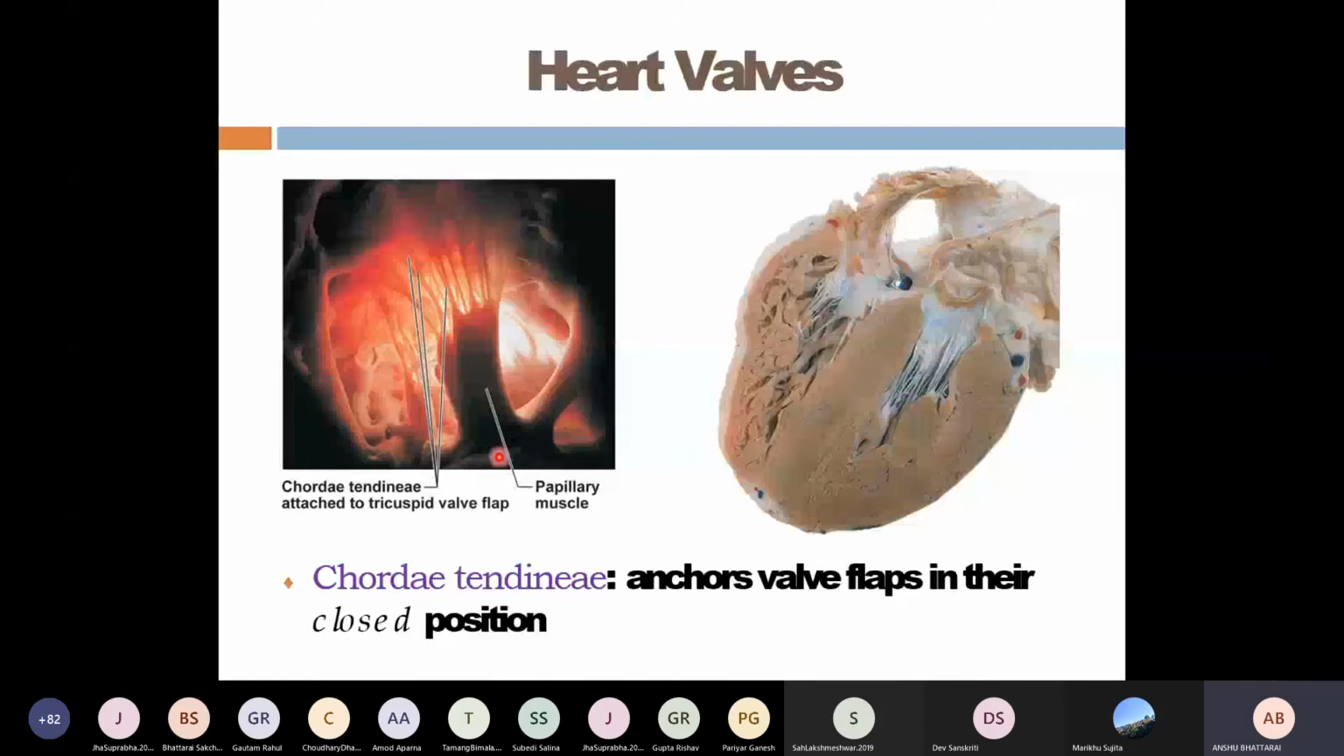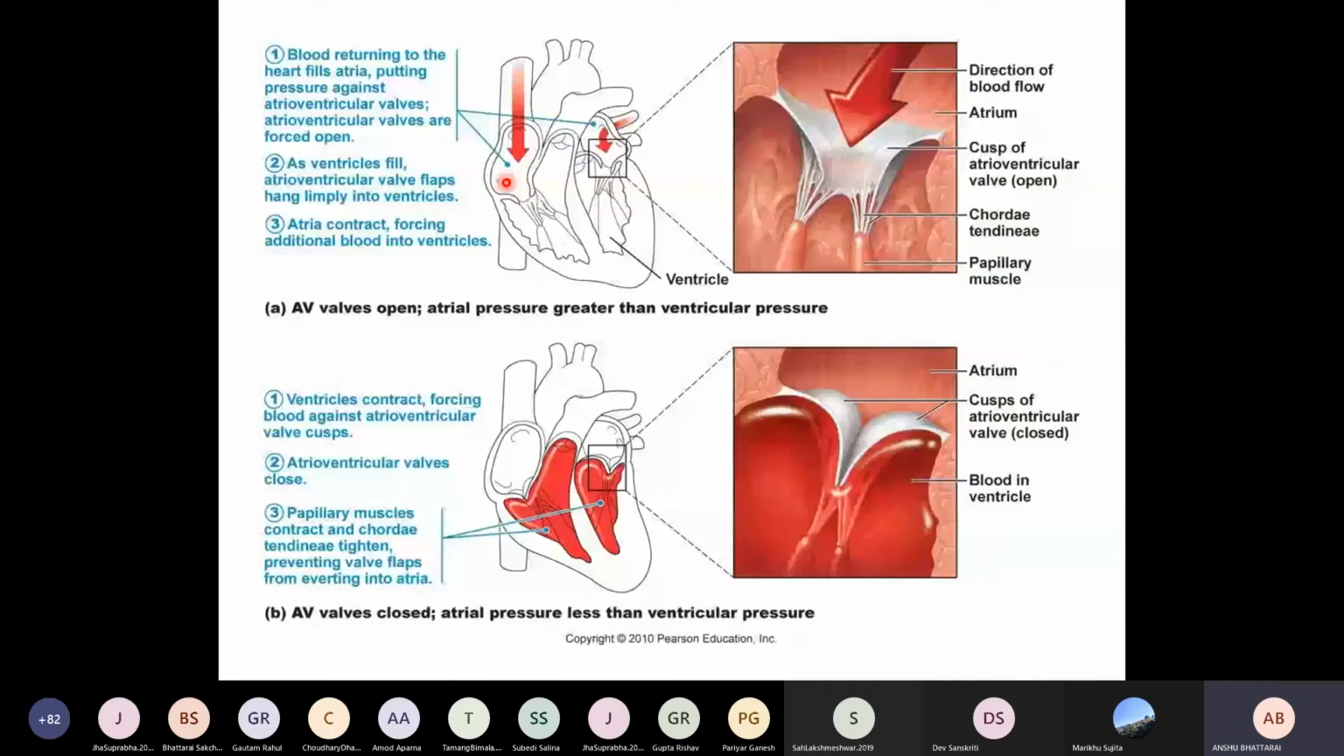So let's once more recap what is happening. Blood returning to the heart fills the atria, putting pressure against the atrioventricular valves, due to which the atrioventricular valves are forced open. The blood returning to the heart is the deoxygenated blood brought via the superior and inferior vena cava. Then the ventricles fill and the atrioventricular valve flaps hang limply into the ventricles, because the valves have to remain open when blood is being passed on from the atria to the ventricles.